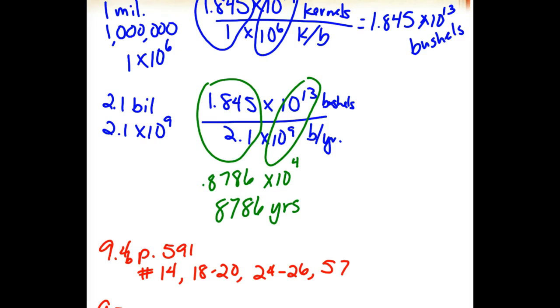And the king thought it was a reasonable request, right? 1 kernel, 2 kernels, 4 kernels. Doesn't seem like a lot. But you're doubling it 64 times, right? And then you're adding all those numbers together. So it's not just how many were on the 64th square. It's if you add all the squares together, how many would you have? And it would take us almost 8,800 years. Okay? So, not a reasonable request.